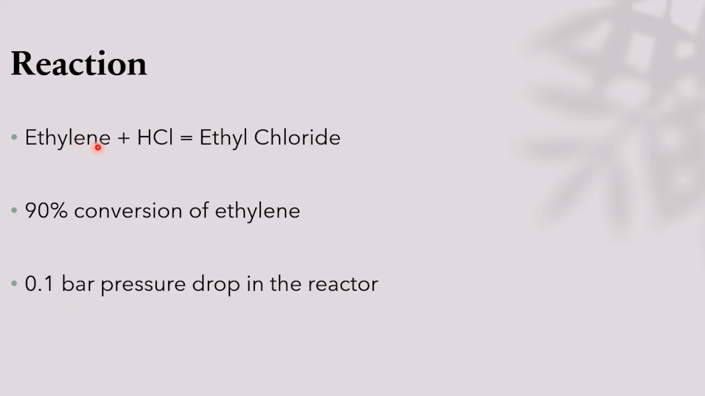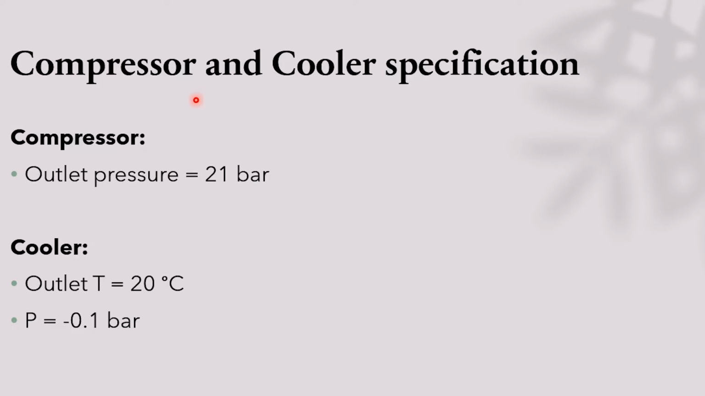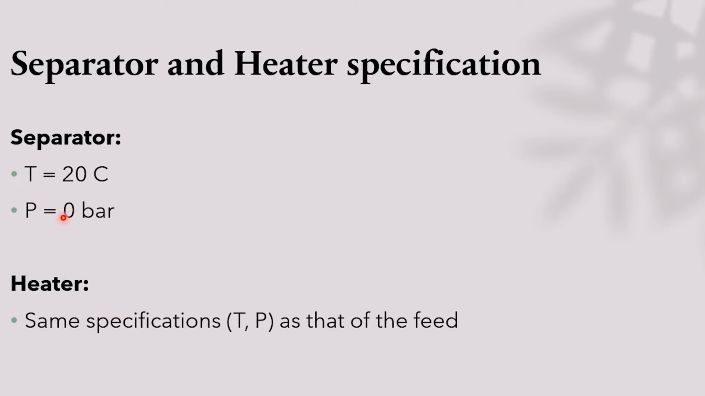Then the reaction is ethylene reacts with HCl to produce ethyl chloride, with 90% conversion of ethylene and 0.1 bar pressure drop in the reactor. The compressor outlet pressure is 21 bar. In the cooler, as we know, its degrees of freedom is 2: outlet temperature is 20 degrees centigrade and pressure drop is minus 0.1 bar. In the separator, temperature is 20 degrees centigrade and pressure is 0 bar. The heater has the same temperature and pressure specifications as the feed.